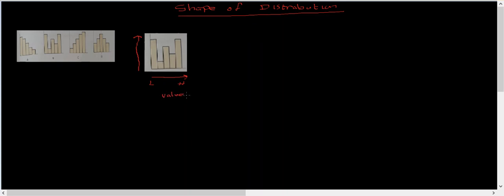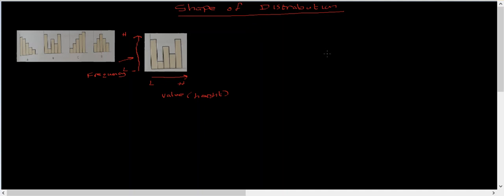It could be things like, for example, height. And then from bottom to top, you're going from lower to higher, and this is what's known as the frequency. So it's how often a particular value shows up. Now, what we mean by the shape of the distribution is that they're all shaped differently in relation to how the data is actually distributed.